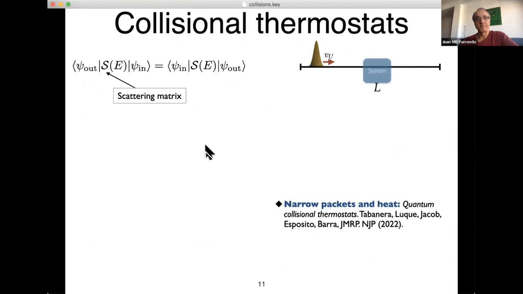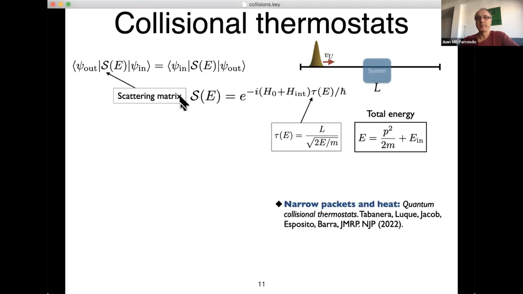And so what we did in this paper is to relate the scattering matrix with something very similar to the repeated interaction scheme. Remember what the repeated interaction scheme was? I just switch on and off for a given time, so I get a unitary evolution with the total Hamiltonian for a given time. We found that this, in some approximation, can be expressed as a unitary evolution for a given time.